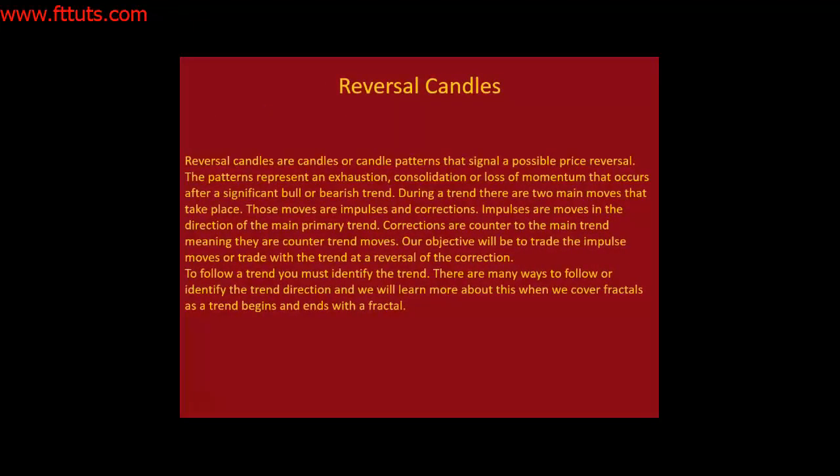Reversal candles. Reversal candles are candles or candle patterns that signal a possible price reversal. The patterns represent an exhaustion, consolidation, or loss of momentum that occurs after a significant bull or bearish trend. During a trend, there are two main moves that take place. Those moves are impulses and corrections. Impulses are moves in the direction of the main primary trend. Corrections are counter to the main trend, meaning they are counter-trend moves.